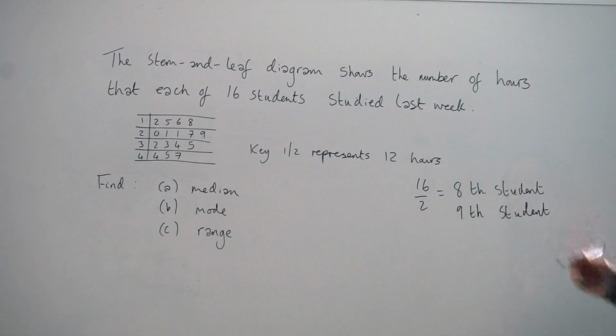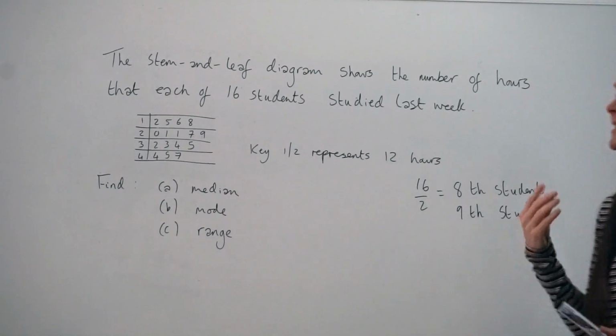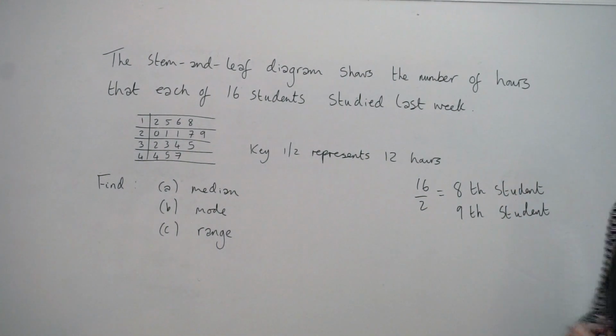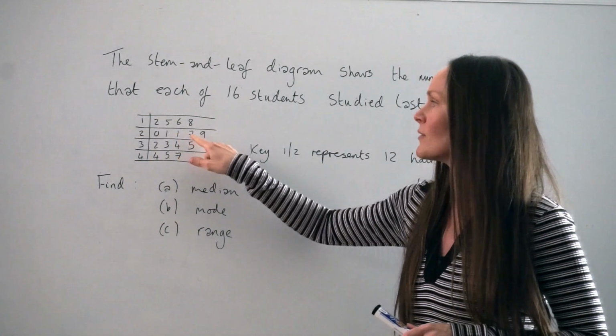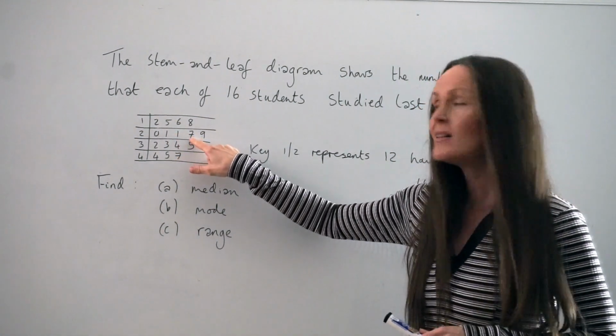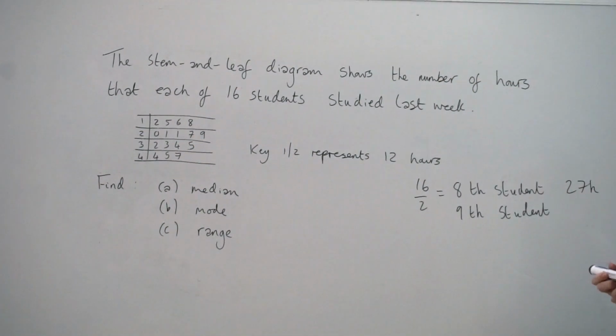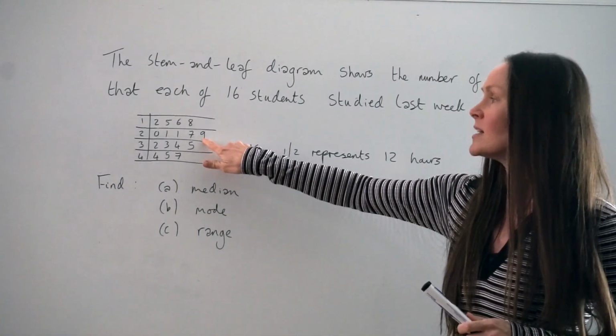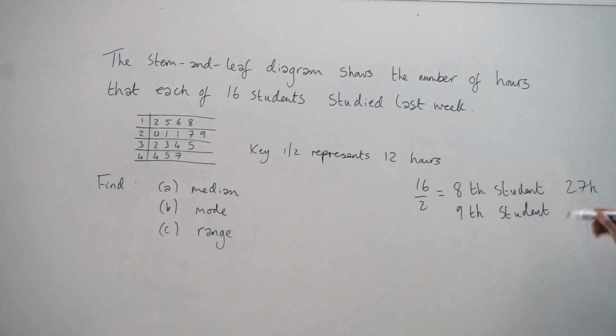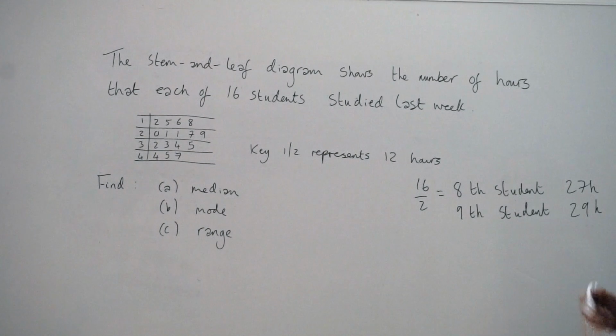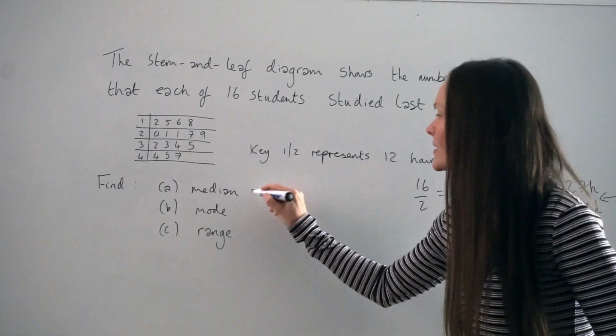So I'm just going to count in the stem and leaf diagram until I find out where those 2 middle values are. So 1, 2, 3, 4, 5, 6, 7, 8. So the 8th student here spent 27 hours studying last week. And the next one, the 9th student here, spent 29 hours studying last week. So I've got the 2 middle values. Now, to work out the median, I need to work out the middle of those 2 values. So the middle of 27 and 29, hopefully you can just see, is 28. So the median is 28 hours in this question.